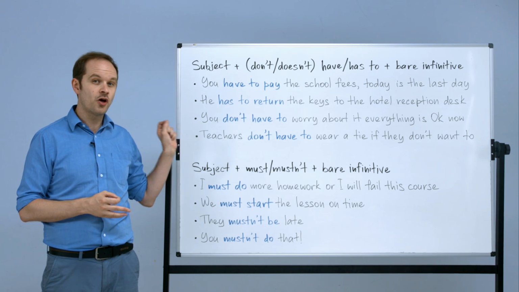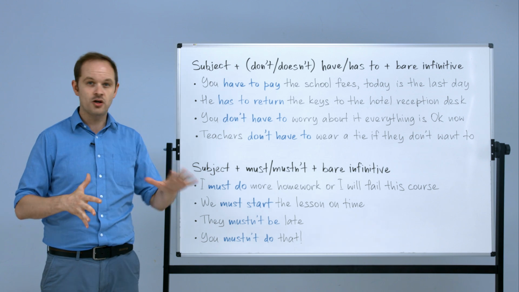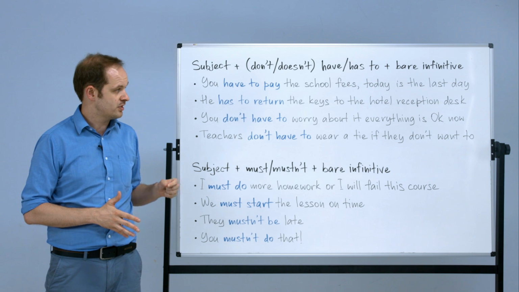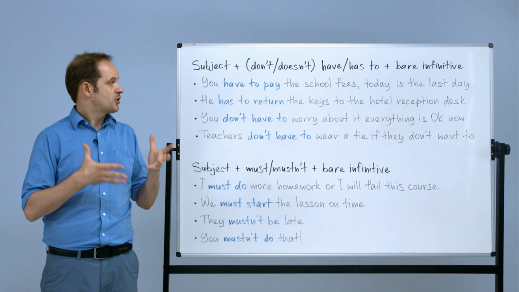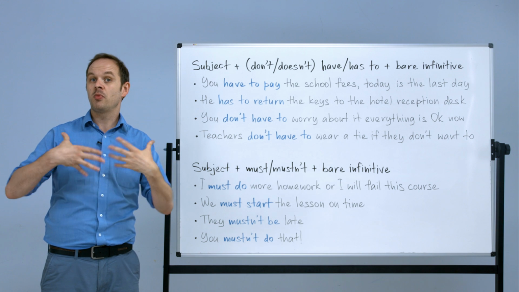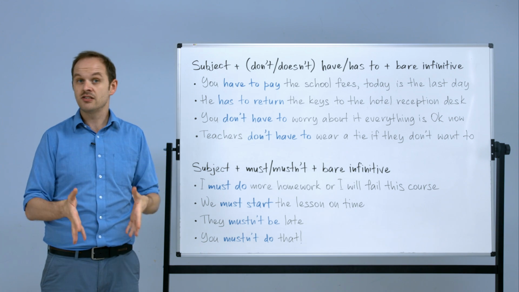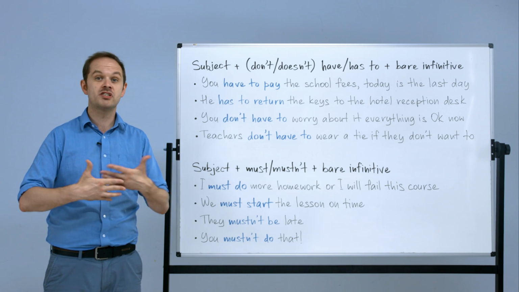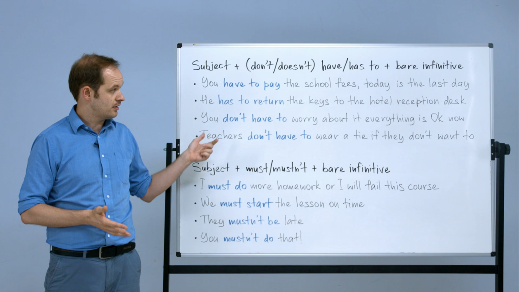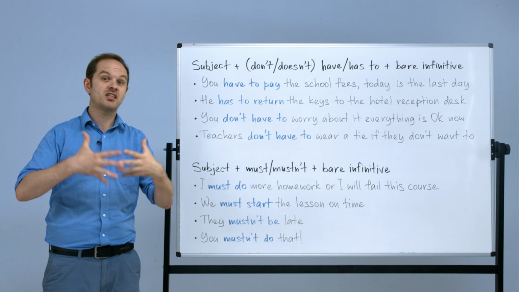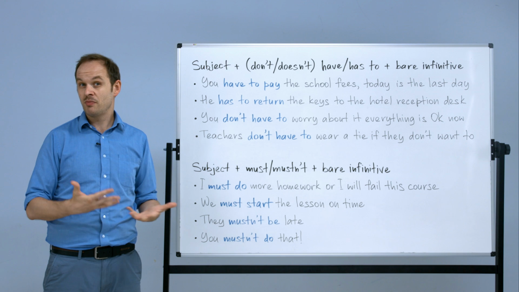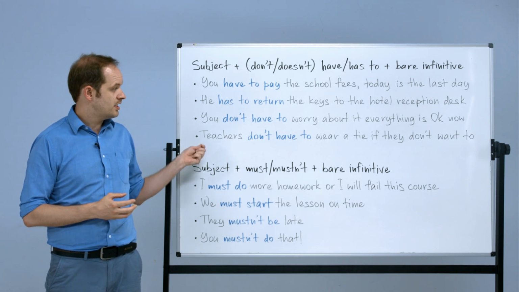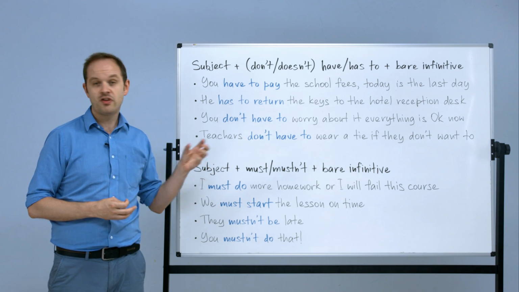Now, when we look at don't have to, like I said, it's not an opposite of have to. So here, for example, we've got you don't have to worry about it. Everything is okay now. So in the way that we use have to describe an obligation or rules or responsibilities that you have to follow from the outside, don't have to describes a situation where there is no obligation. In this case, the person doesn't have to worry because externally a responsibility has been met by somebody else or another person. Teachers don't have to wear a tie if they don't want to.